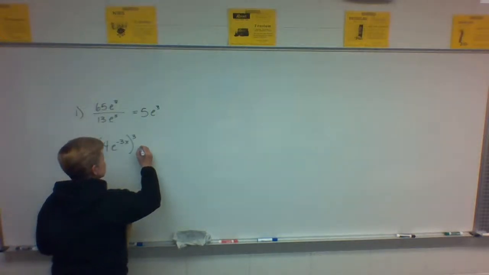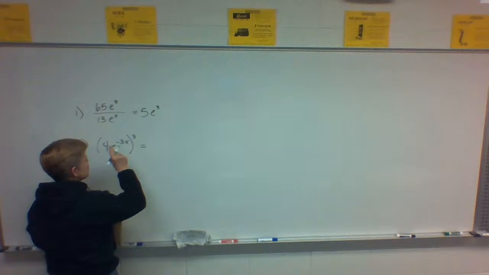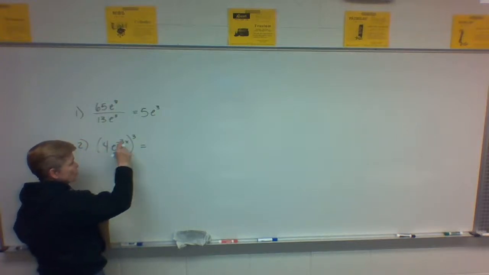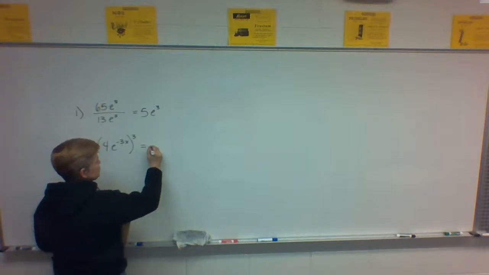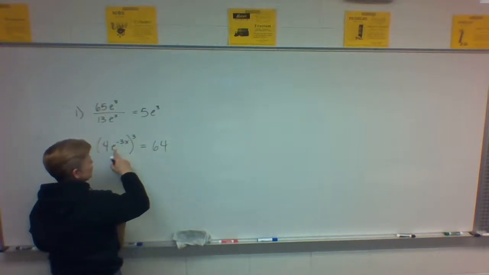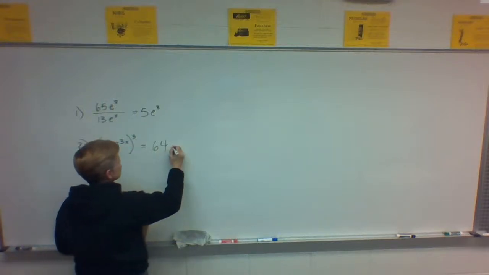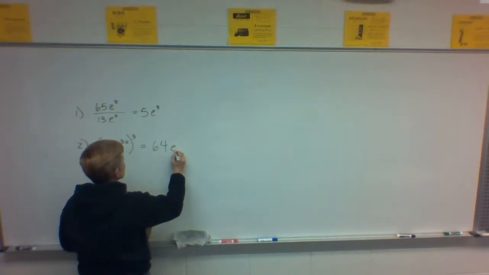Cube 4. Yes, that's the thing that people forget the most, is they forget that that cube belongs to that 4 as well. So you take 4 cubed first. It applies to this and it applies to this. People forget because there isn't an exponent right there to remind them. You have to remember. So 4 to the third is 64. And then what do we do with the exponents here? Times them, so you get what? E to the negative 9x.